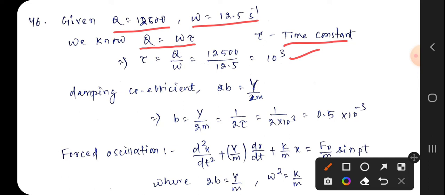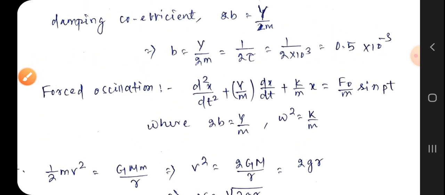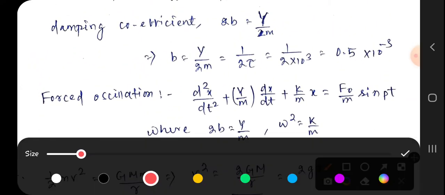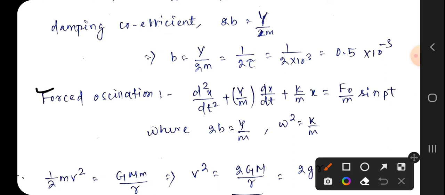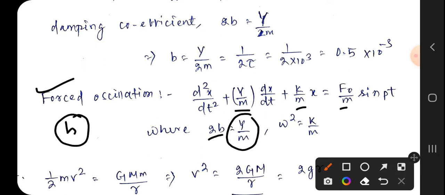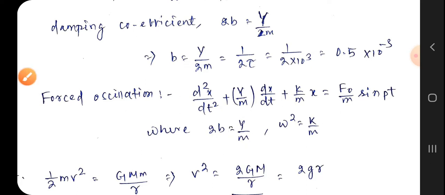Now, the damping coefficient: where does it actually come from? Here I have written an equation. This is the general equation for forced vibration. For this, the equation is d square x upon dt square plus y by m dx by dt plus k by m into x equals f0 sin pt by m, where this quantity y by m is 2b, and b is known as the damping coefficient. And omega square, where omega is the angular frequency, equals k by m. So here I have derived this quantity.